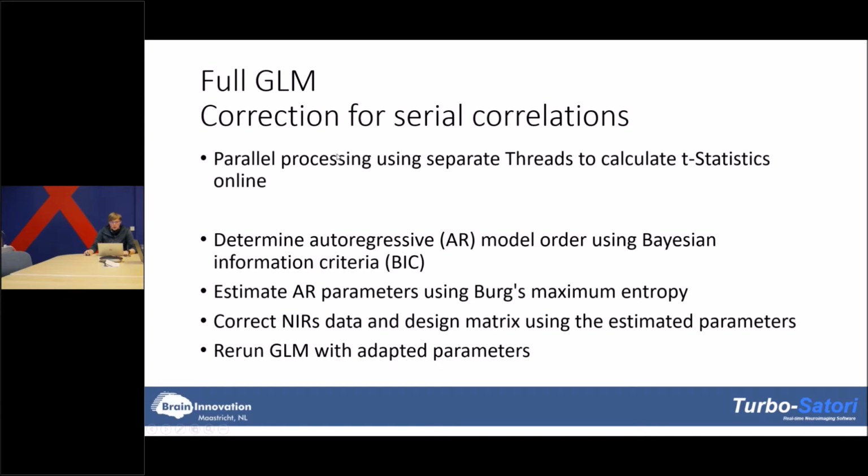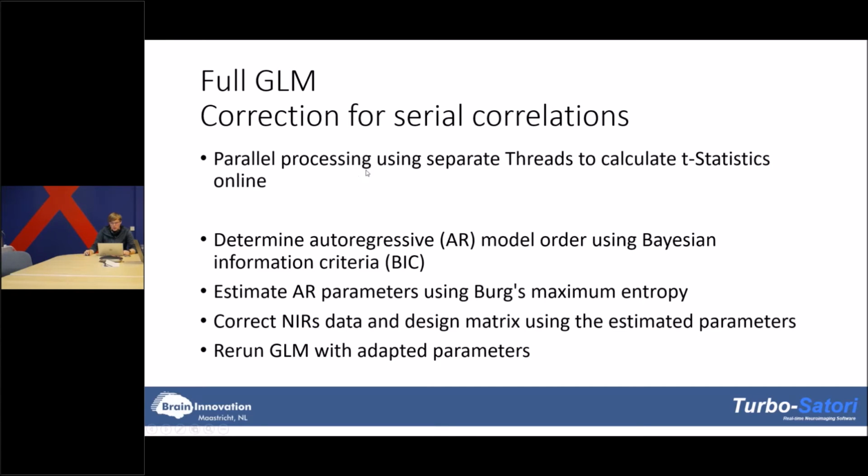What we do in addition is, after we have calculated the first GLM, we do parallel processing using separate threads to calculate the T statistics. This is necessary because we have a high autocorrelation in our data, because the fNIRS data is sampled so highly, with 10 Hertz, for example. We have to take care that the residuals in our time course are not autocorrelated.